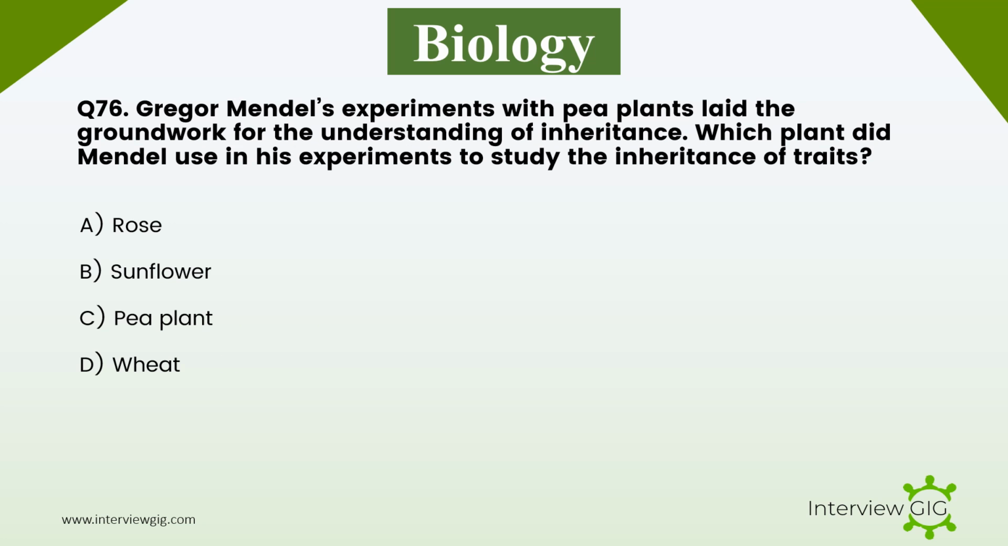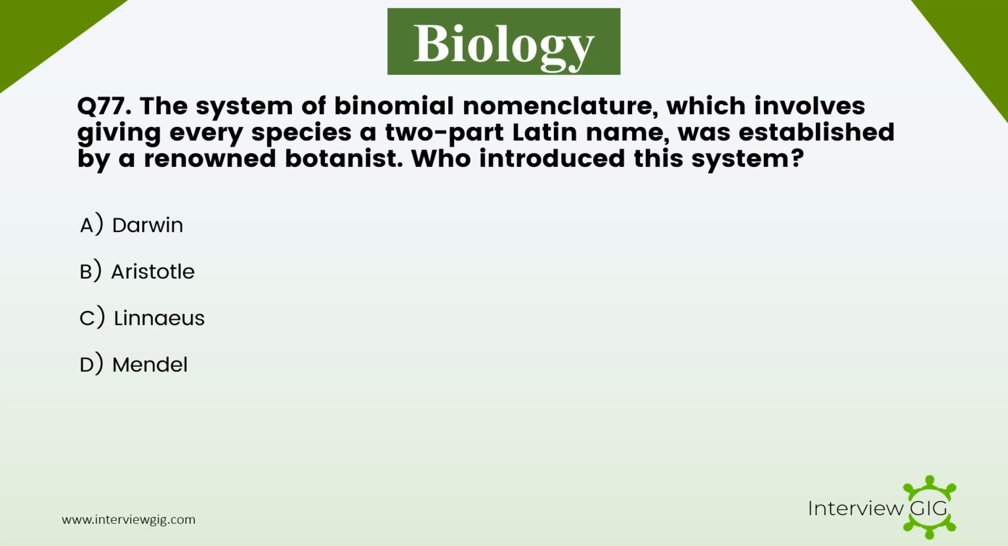Next question. Gregor Mendel's experiments with pea plants laid the groundwork for the understanding of inheritance. Which plant did Mendel use in his experiments to study the inheritance of traits? A. Rose. B. Sunflower. C. Pea plant. D. Wheat. Answer C. Pea plant.